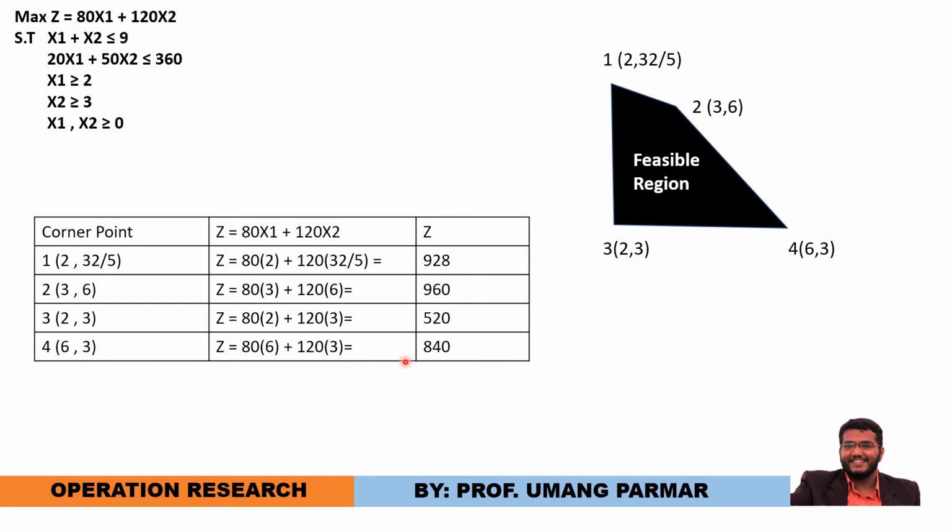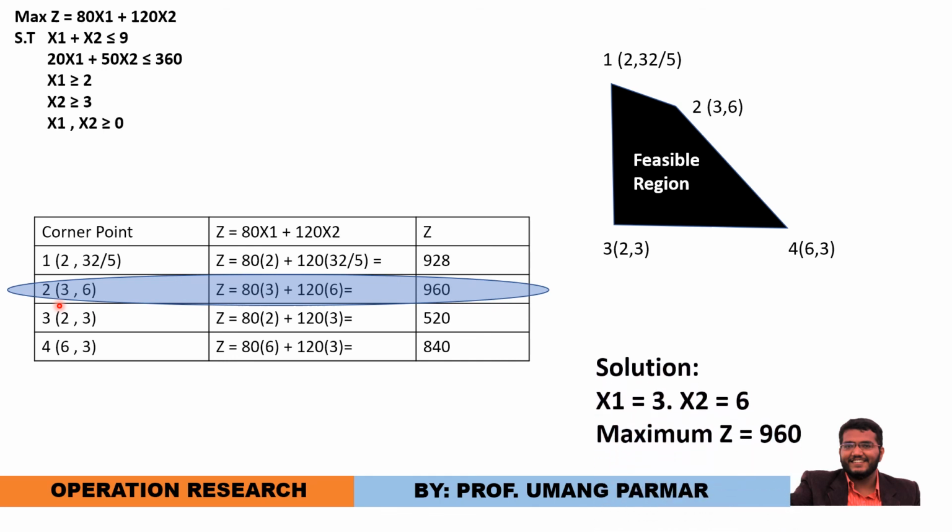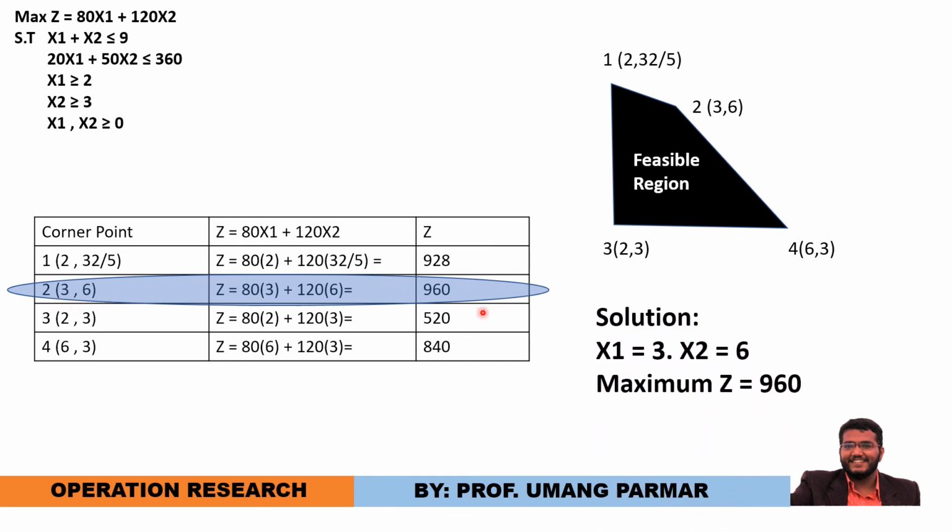So here you can say that I am getting the maximum value at the second point, and that is 960. So we have the solution: the value of x1 is 3, the value of x2 is 6, and the maximum value of z is 960. So this is how we find the solution using the graphical method.